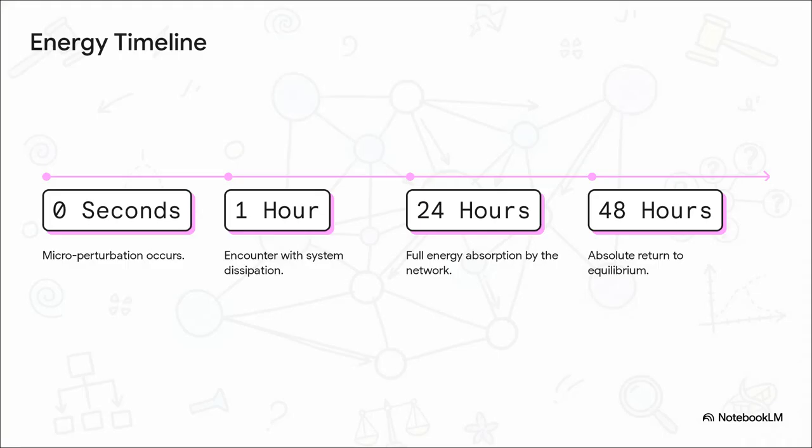Tracing the timeline really cements this whole thing. At 0 seconds, the micro-perturbation occurs. By hour 1, it hits system dissipation. The algorithms and lack of engagement smother it. Fast forward to 24 hours, and we see full energy absorption by the network. By 48 hours, an absolute return to equilibrium. Because the network completely dissipated the retweet, any subsequent macro chaos was a phase change coming from within the system itself, not caused by the defendant.